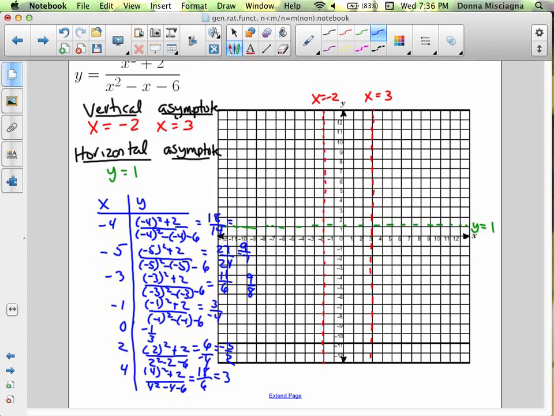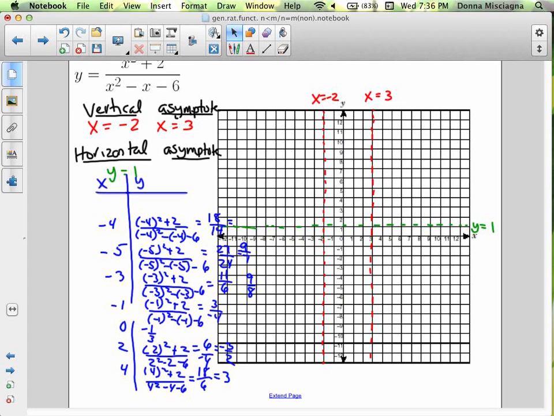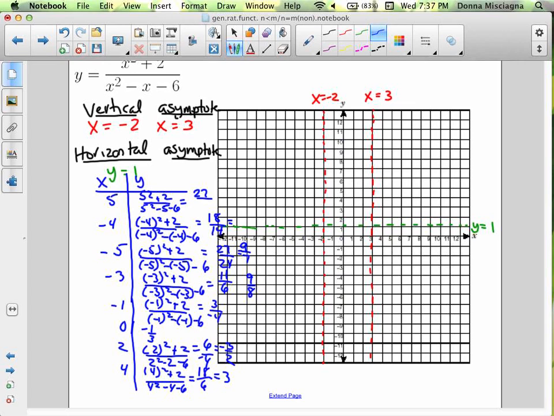And we need to squeeze in one more. Let's do that. And squeeze in the 5. So we have 5 squared plus 2 divided by 5 squared minus 5 minus 6. That's going to be 25 plus 2 is 27. And that would be 25 minus 5. That's 20 minus 6 is 14. So it's almost 2, just a tad less. Let's graph our points really quickly.